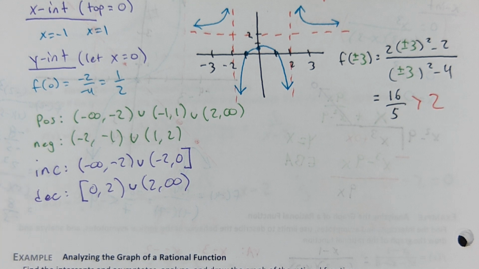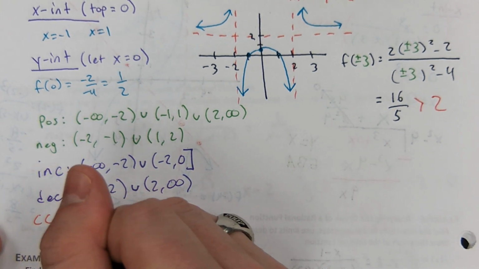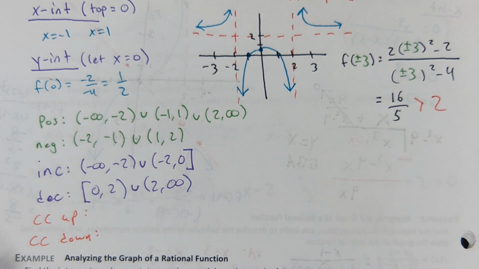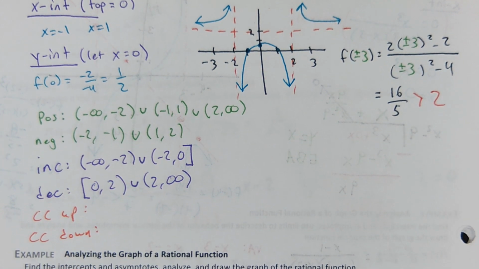How about concavity? On your actual AP exam, please write concave up, concave down. I'm going to be lazy and use CC. So concave up means curving up. We don't say from left to right though. We just talk about curving up. And I had an epiphany during second period as a way to describe concavity.